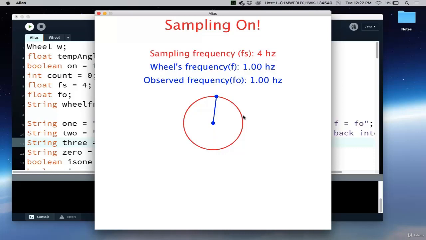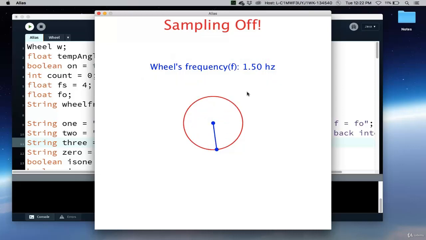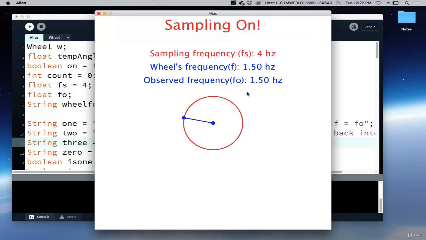Notice that our wheel frequency is still 1 hertz, and even with the light flickering, with sampling on, what we observe is still 1 hertz. So what we observe matches what the actual frequency is. If I increase it, same thing. If I turn sampling off, this is the wheel spinning. If I turn it on, the sampling is still accurate. Our observed frequency looks like 1.5 hertz, and that matches the actual frequency.